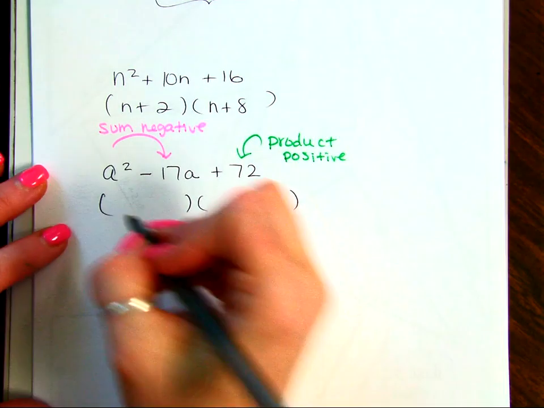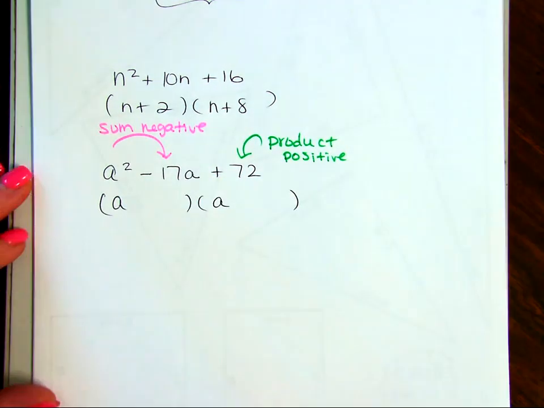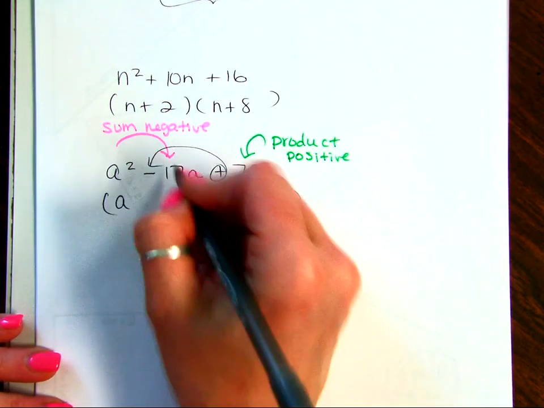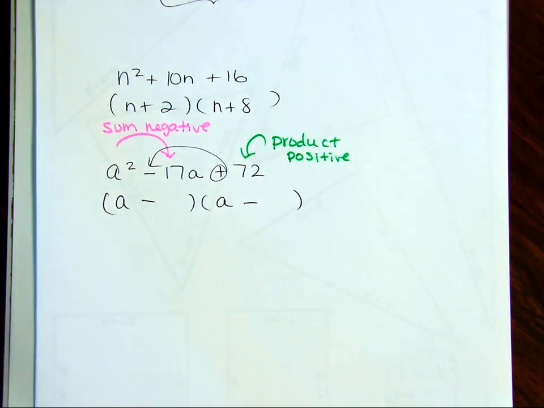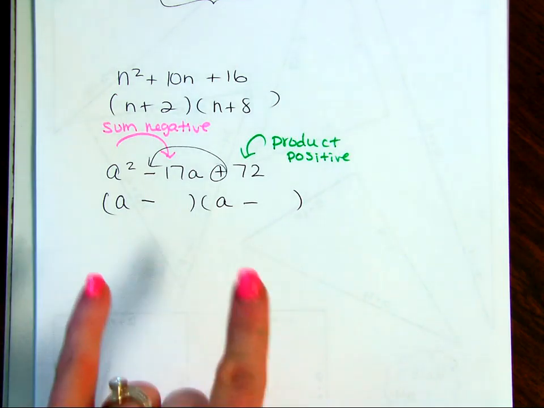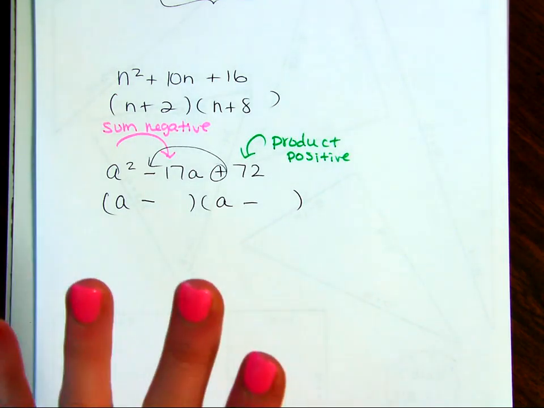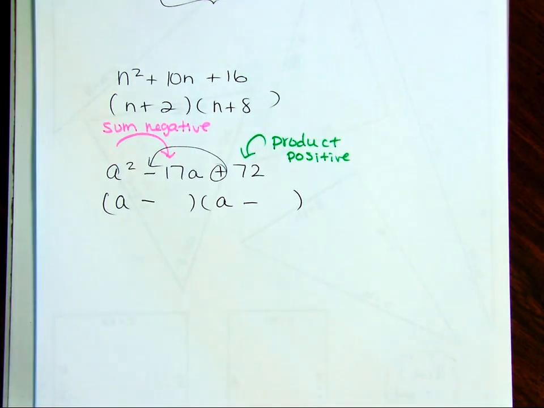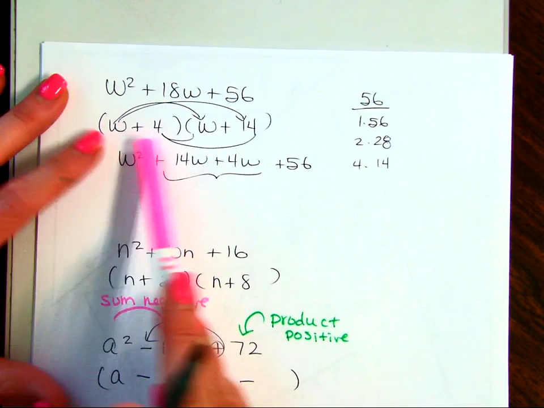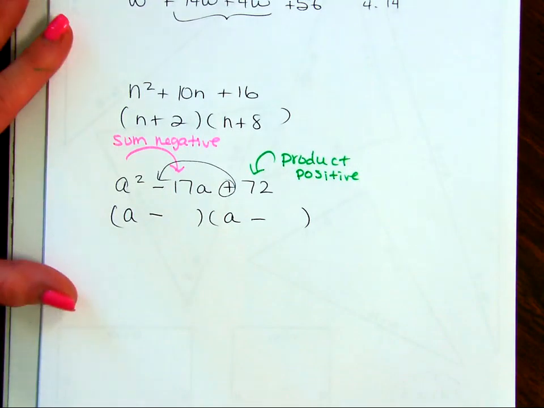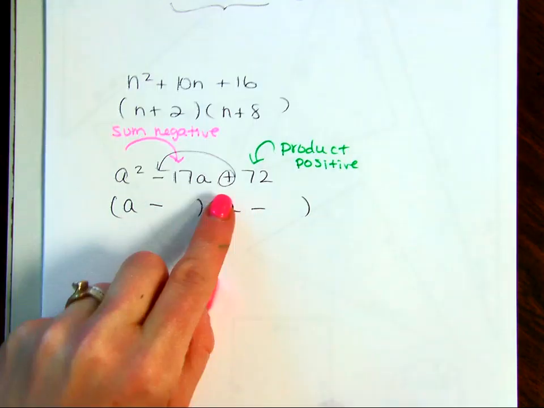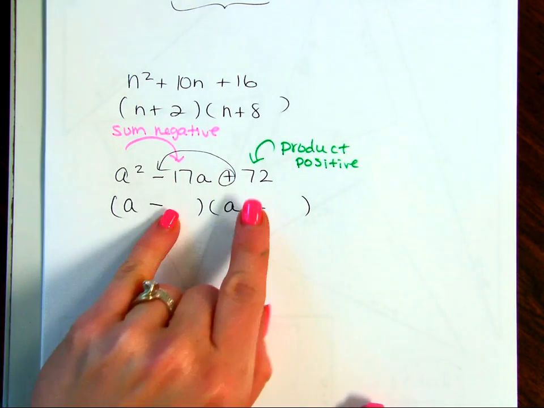So I know, watch what I do, if this is positive, but my sum is negative, I know that both of those signs inside of my parentheses are going to be minus. I'm going to do it separate like that. So I do my signs first. I don't put my plus 4 plus 14. I'm going to show you what I mean in a minute. So I'm going to put my signs down first. I know because that's positive and that's negative, they both have to be negative.